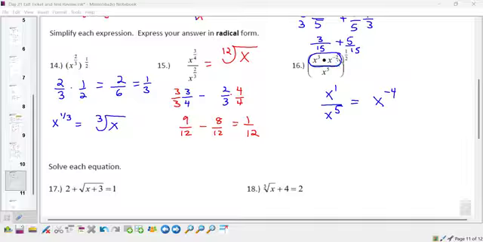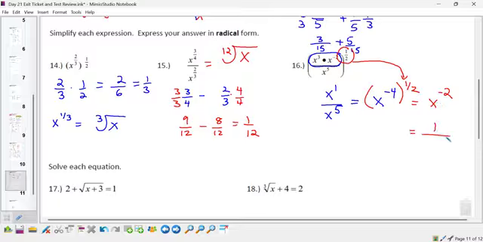Now I'm going to worry about what's outside. Now I'm going to worry about the 1/2. Power to a power, we multiply the powers. Negative 4 times 1/2 is going to be negative 4/2, or negative 2. Now, it says in radical form, but this is a whole number, so we're obviously not going to make it a root. We are, however, going to write it as 1 over x squared.